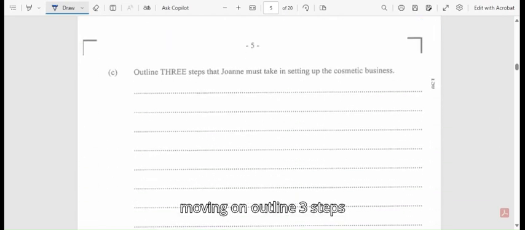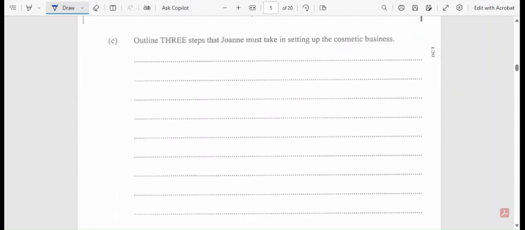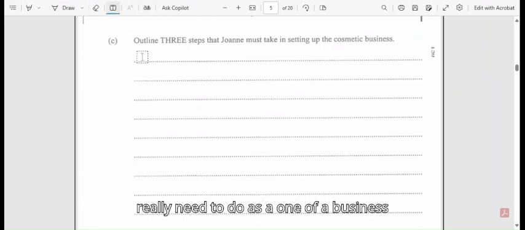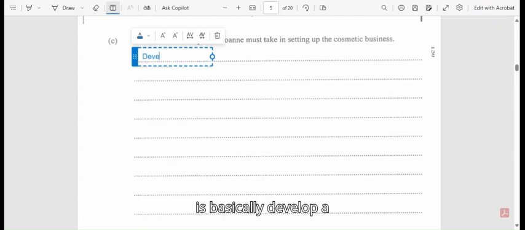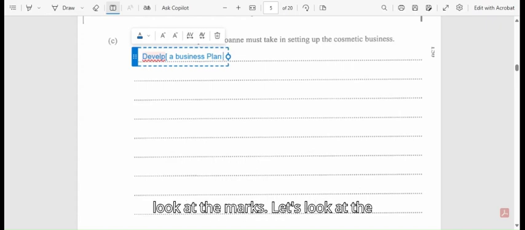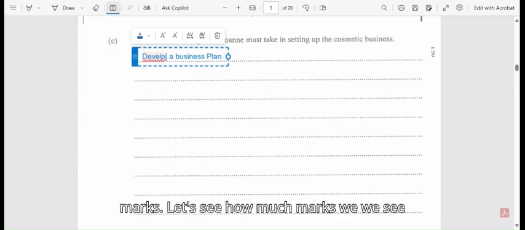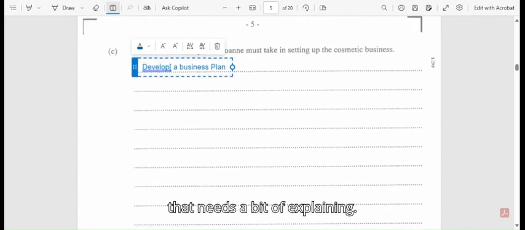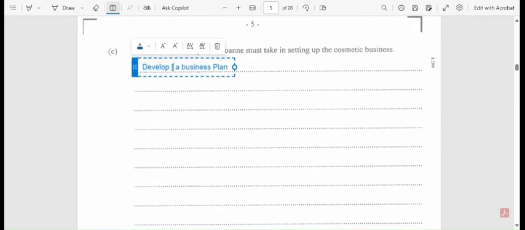So moving on. Outline 3 steps that Johnny must take in setting up the cosmetic business. So first of all, the first thing that you really need to do as an owner of a business is basically develop a business plan. Now let's look at the marks. Let's see how many marks, maybe see if we need to explain. This is worth 6 marks. That needs a bit of explaining.